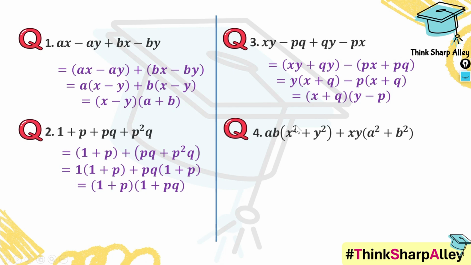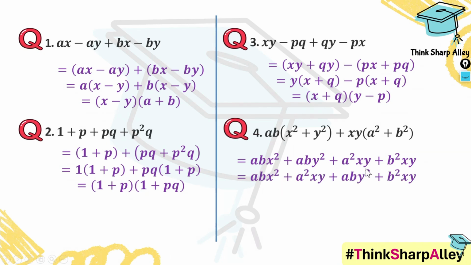Alright, if you've given it a shot, let's walk through it together. We start by first multiplying it and opening the bracket. So ab into x square, ab into y square, xy into a square, and xy into b square. Then we can regroup it like this, abx square together with a square xy. Again, you could have taken b square xy. Okay, so I have grouped these two together, first and third, and second and fourth together.